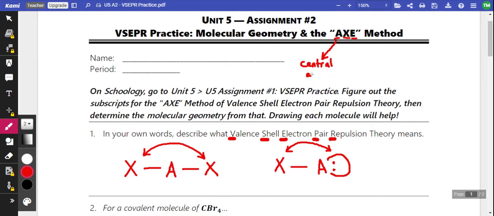Central atom. The X stands for bonded atoms to the center. We don't count the center in bonded atoms. Bonded atoms. Okay, and E, which is lone pairs of electrons. Lone pairs. And do be aware we are counting pairs of electrons, not just single lone electrons. Lone pairs of electrons.